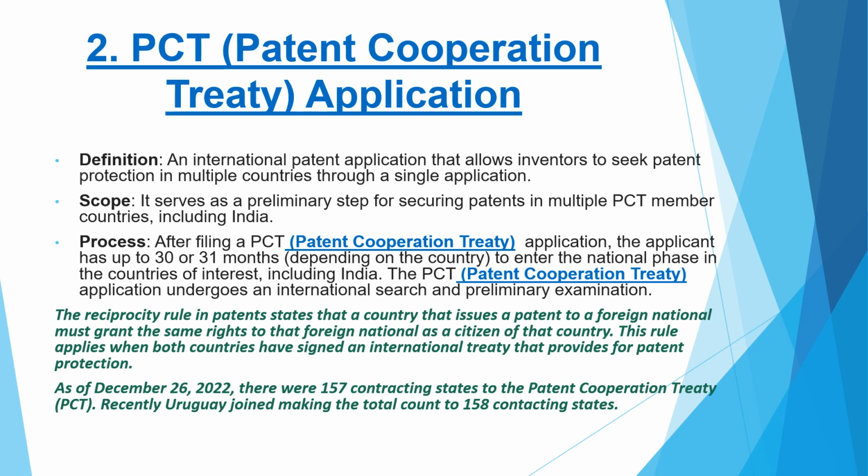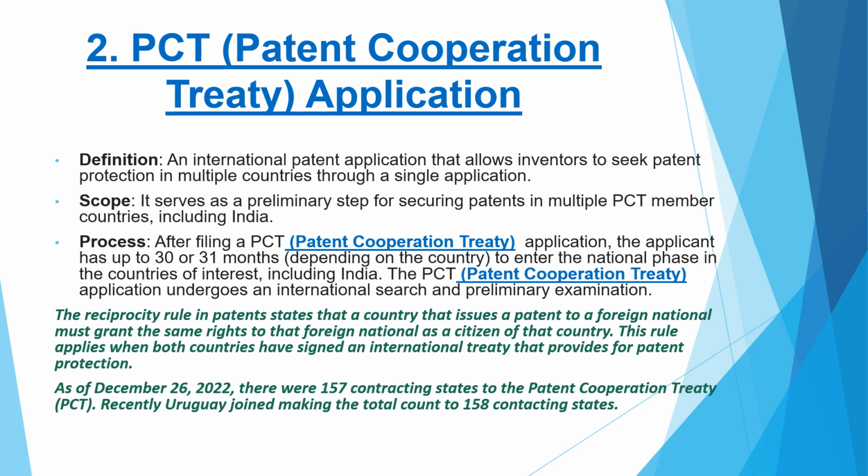Then, what will be the scope? The scope will be all the contracting countries which are signatories of that treaty, wherever they apply. They will get the patent rights. They have freedom to apply in all those contracting states within a period of 30 to 31 months before they enter the national phase. Until 30 months, it will be processed at the International Bureau at Geneva.